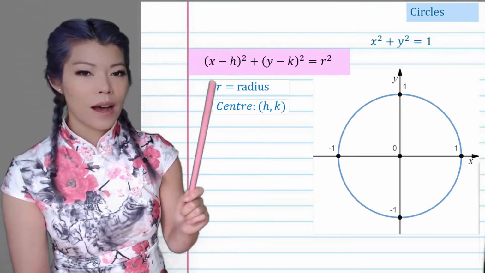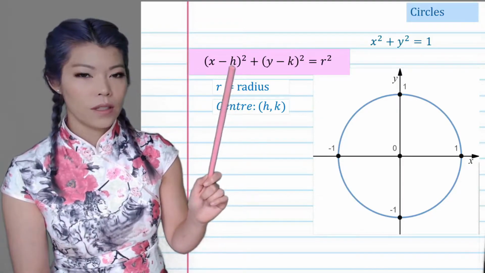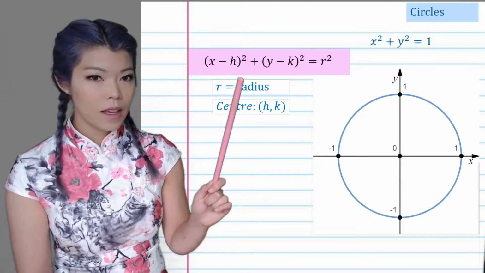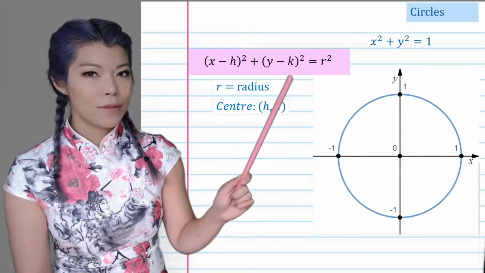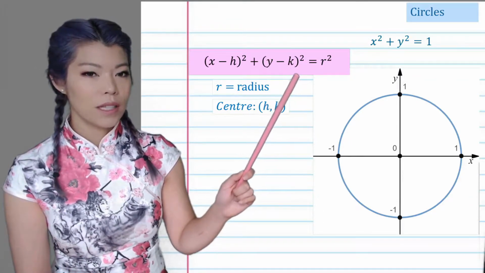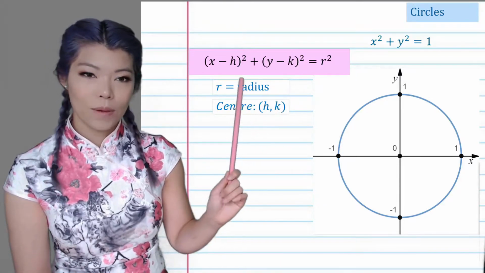Now the h part is very similar to all our other graphs, where if h is positive, moving to the right, we get x minus a positive number. But the k value is slightly different. This time we're inside the bracket next to y, so when k is positive, it looks like y minus a positive number. So be mindful of that.